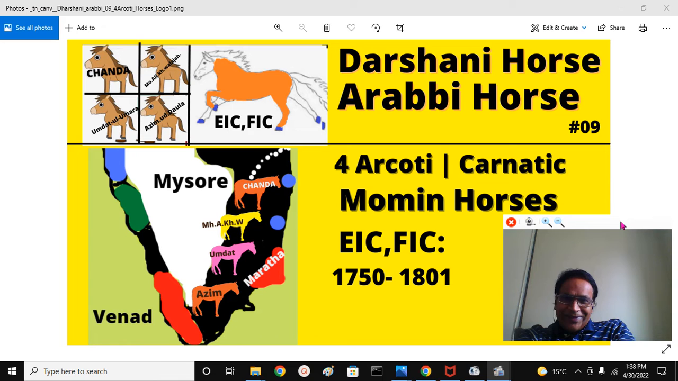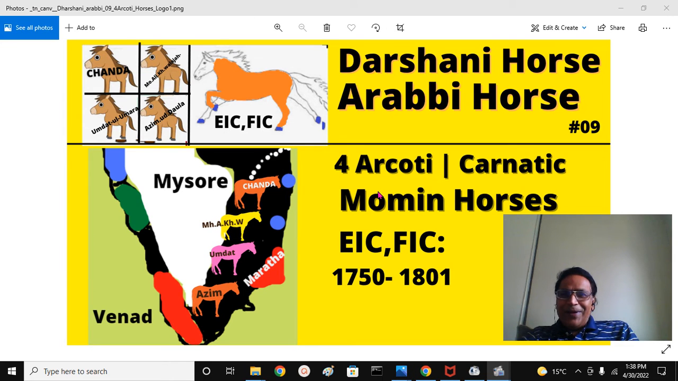Today we are discussing Dharshani horses and Arabbi horses. This is a metaphorical term for de facto and de jure rulers, the real rulers and their controlled puppets, nominal rulers. We are talking about the four Arcoti horses, Arcot kingdom or Arcot Nawabi or Carnatic Nawabi. Four Arcoti horses or Carnatic horses. These are all four Dharshani horses.